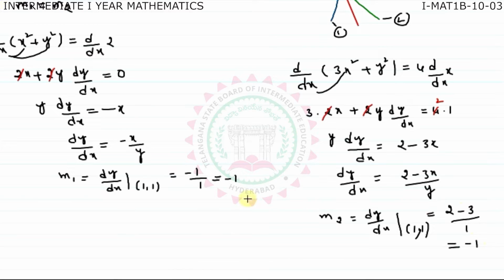Now, see, m1 is equal to minus 1 and m2 is equal to minus 1. Therefore, the curves have a common tangent at the point (1, 1).